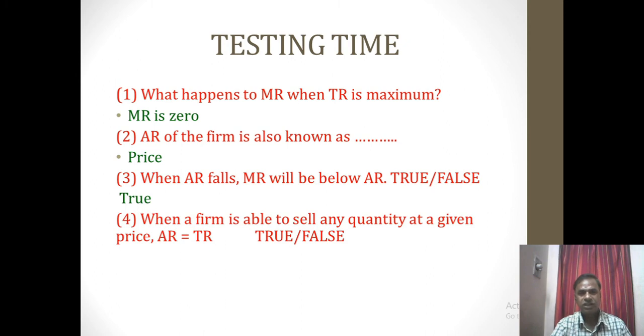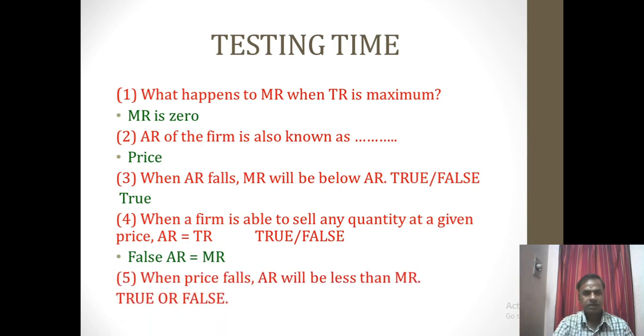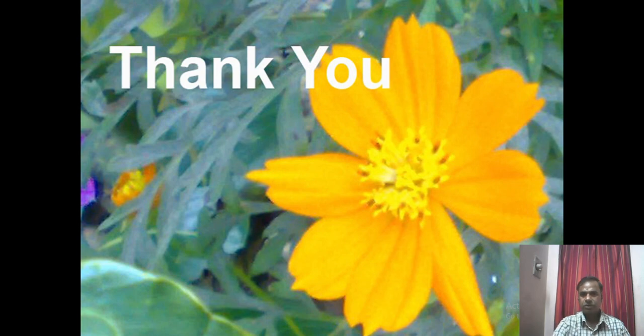When a firm is able to sell any quantity at a given price, AR is equal to TR, true or false? It's false. When a firm is able to sell any quantity of a commodity at a given price, meaning the price is constant, AR will be equal to MR, not AR equal to TR. The statement is false. The last one: when the price falls, AR will be less than MR. This is a false statement because AR will be more than MR when both AR and MR fall. Thank you very much.